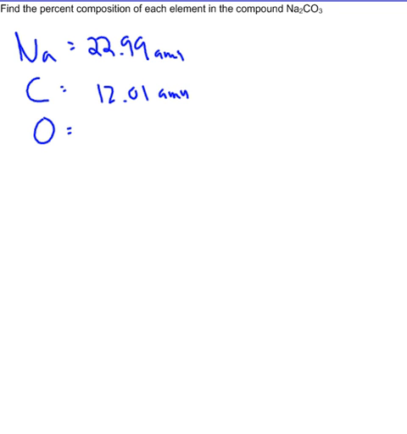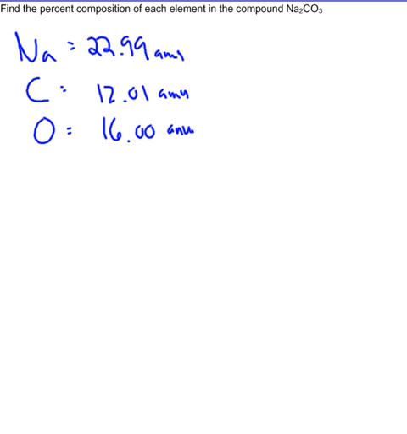So we'll list out the elements that we have in this compound. We have sodium, we have carbon, and we have oxygen. And so we'll look up their atomic masses on the periodic table. Sodium is still 22.99 AMU. Carbon we look up is 12.01 AMU. And oxygen, depending on your periodic table, 15.99 or 16, just because it's easier to use here. And there we basically have each element's mass.